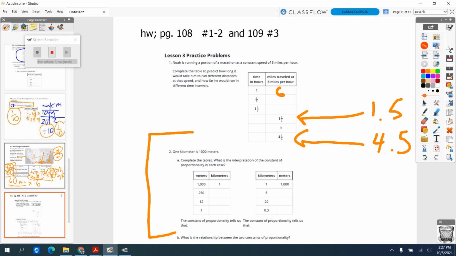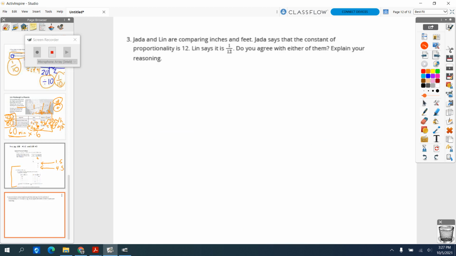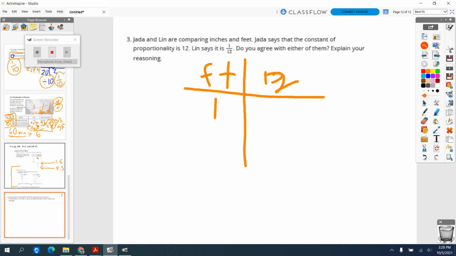Okay. And then the last thing you're going to have to do for number 3 is Jada and Lynn comparing inches and feet. Jada says the constant of proportionality is 12. So remember, for every 1 foot, there are 12 inches. Now, Jada and Lynn are arguing about this. One is saying that the constant of proportionality is 12, but the other person's saying it's 1/12. So do you agree with either of them? Explain your reasoning, okay?